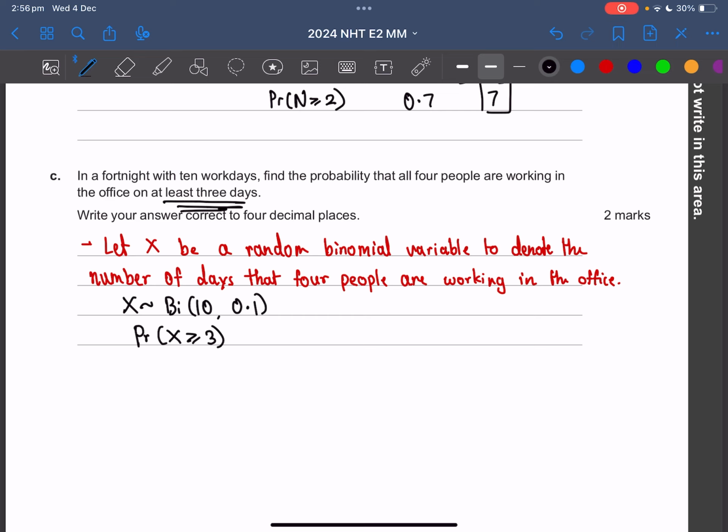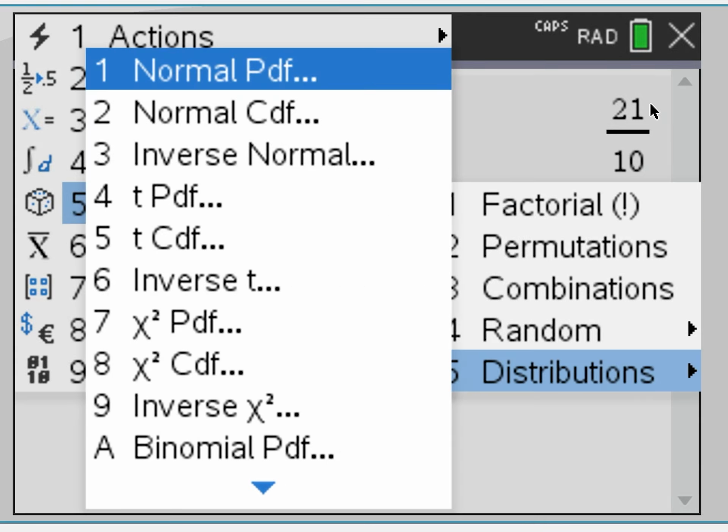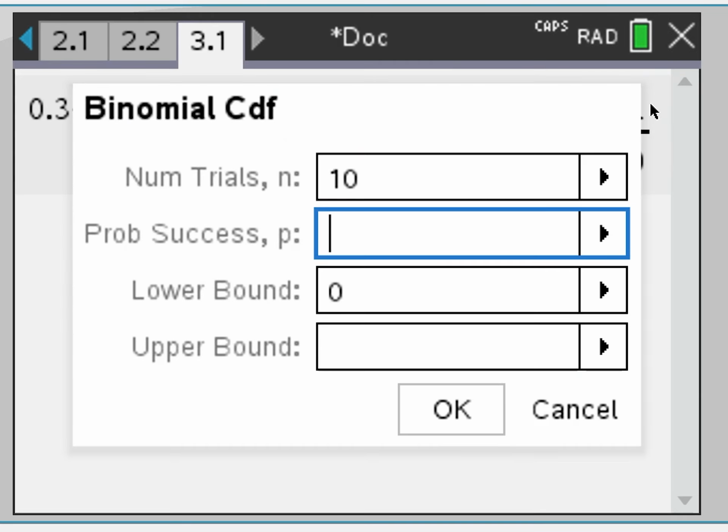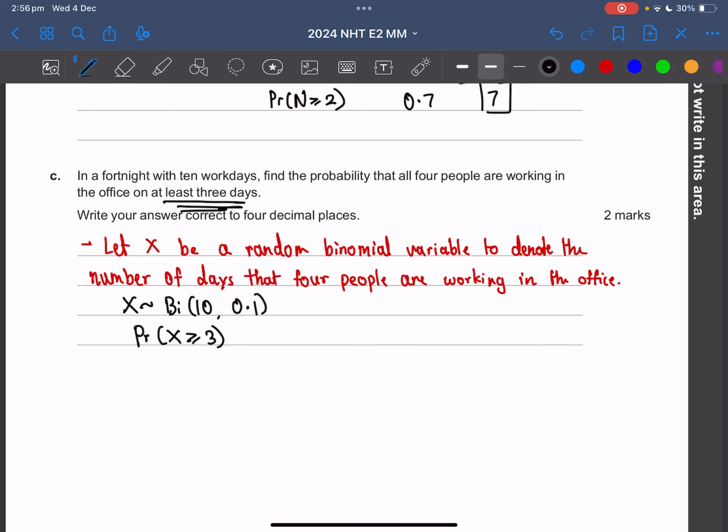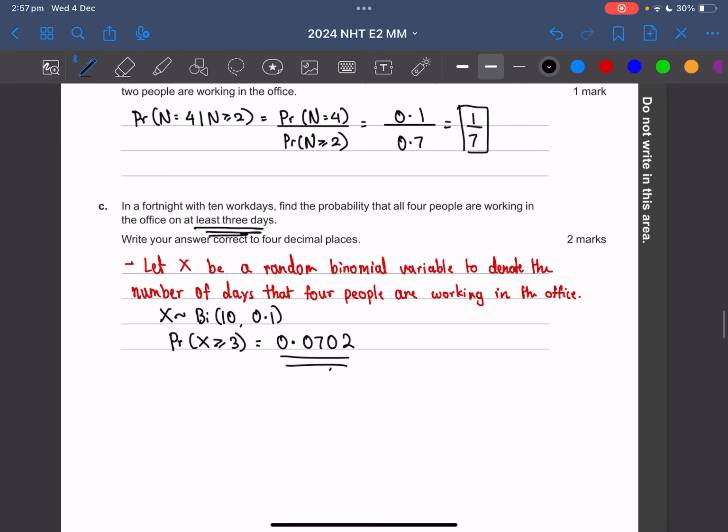So let's do this question on CAS now. So menu 5B, number of trials 10, probability of success 0.1, lower bound is 3, upper bound is 10. Bam. So this is going to be our answer. So our answer is 0.0701. Oh, actually 0.0702. Yeah. So 4 decimal places, 0.0702. Alright guys, hopefully this made sense to you.